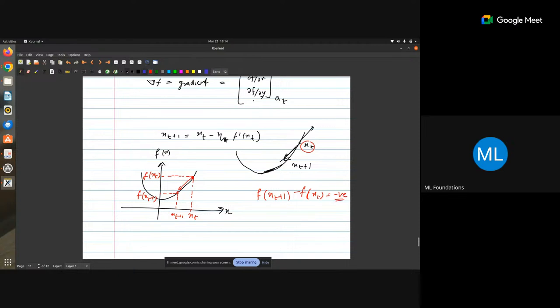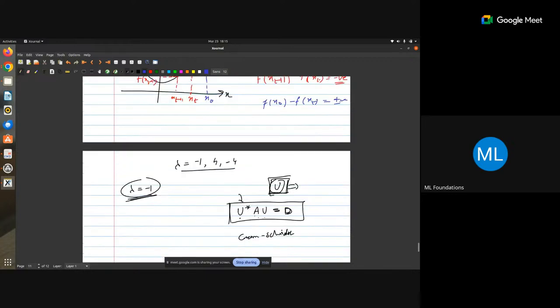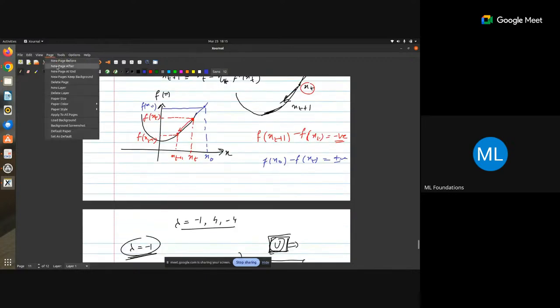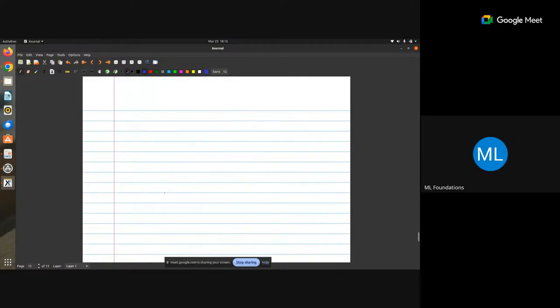If I were going in this direction, let's say this is some x naught, so f of x naught. Then f of x naught minus f of x t will give me what? Positive. That means I am not going in the correct direction. This is the point where I will say that I have to stop. And that is where we are getting this from Taylor series. Right? So what is Taylor series?